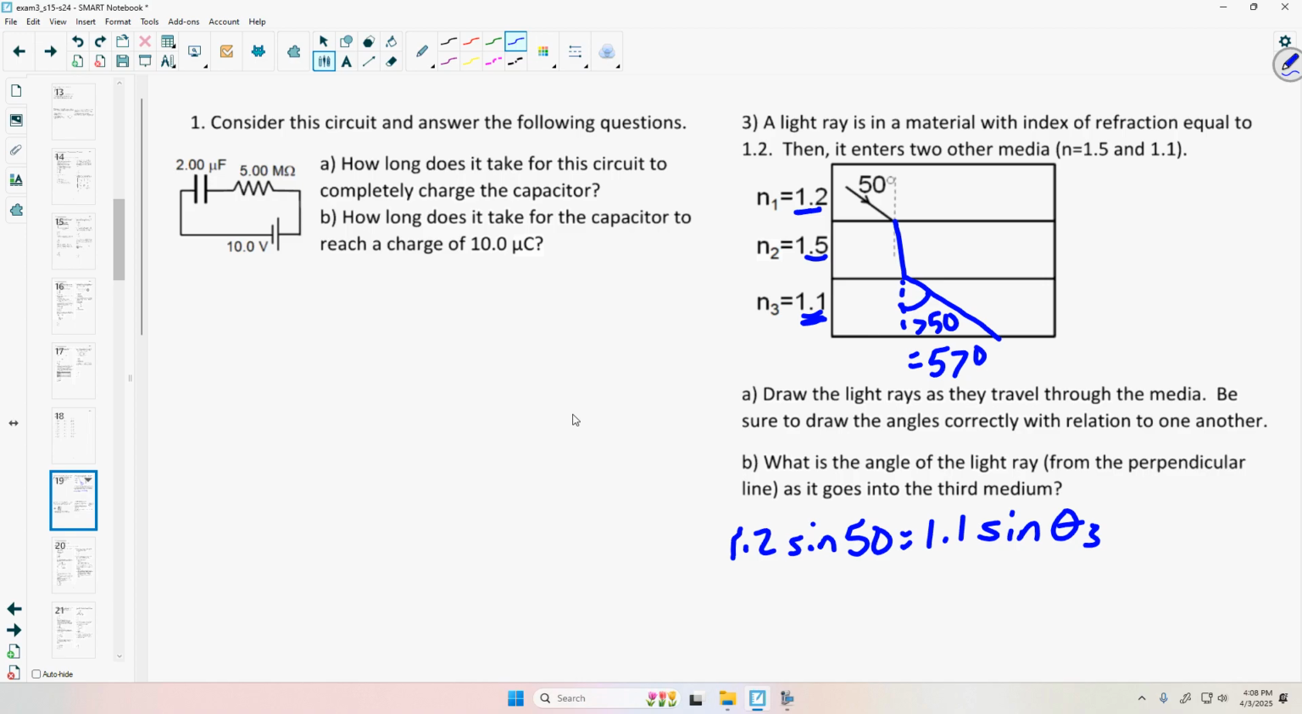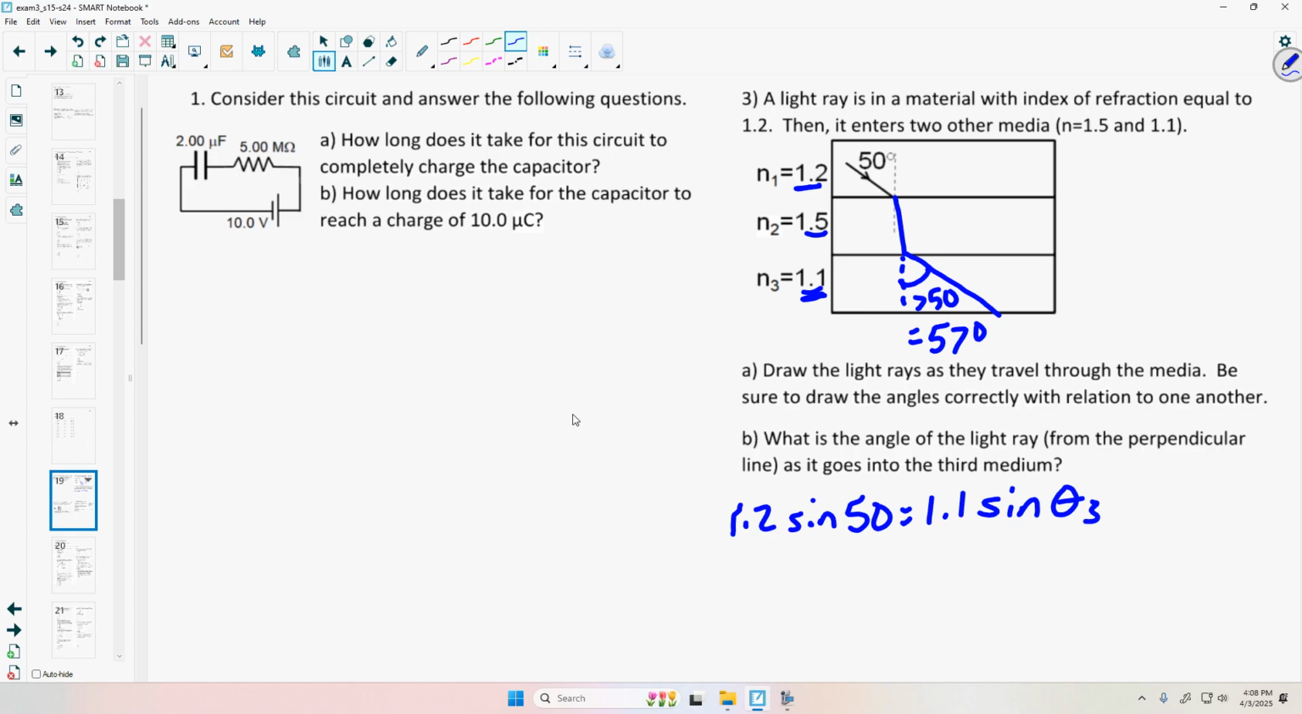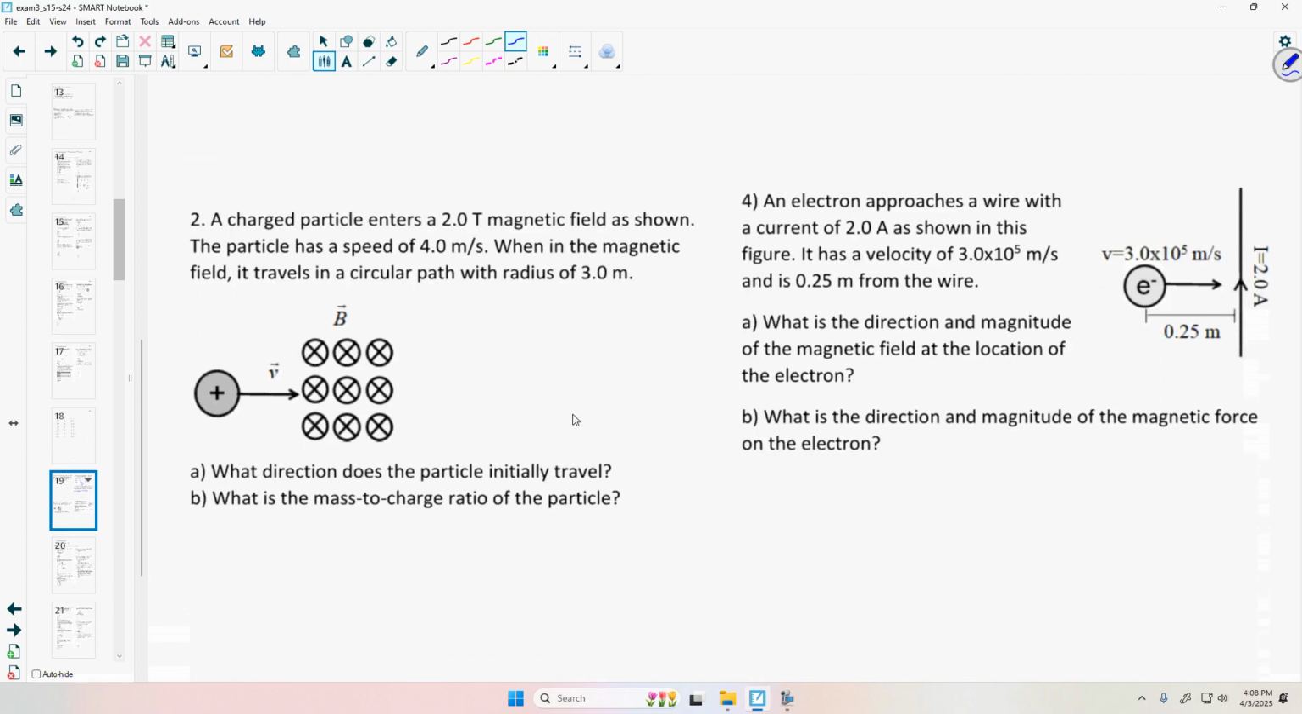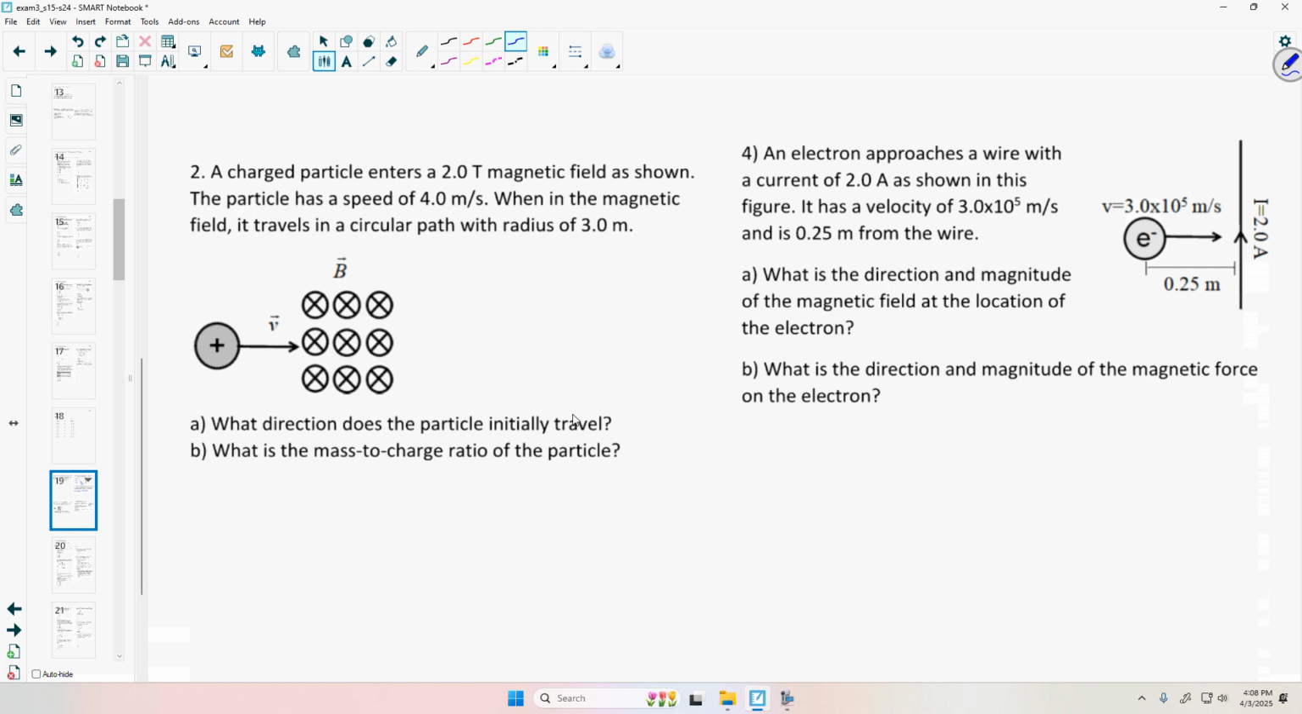Can you start on number, there's a number 4 on this one? Yep. Will we have an electron or a proton? That's a good question. I don't remember honestly, but I'm pretty sure there was at least one question where you had an electron. I don't remember on the free response. But if it says electron, it's an electron.